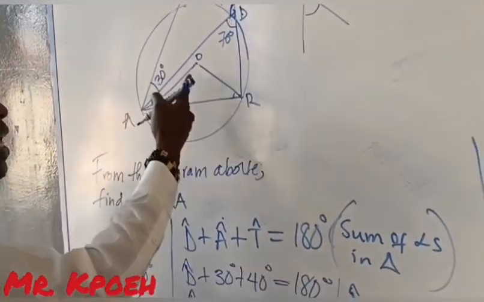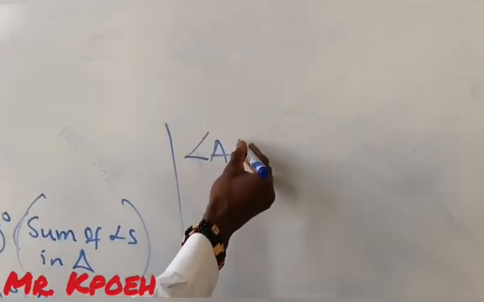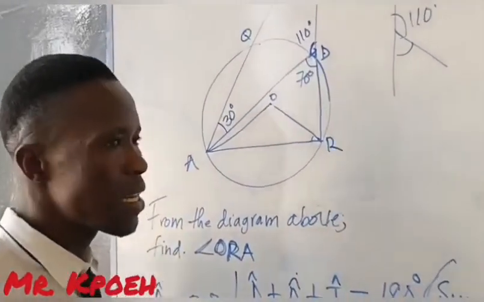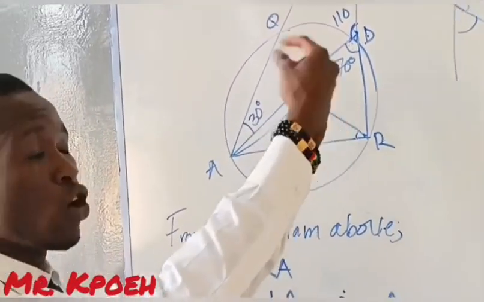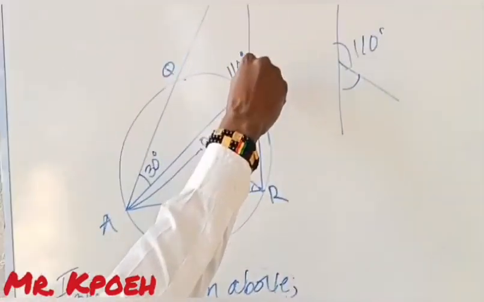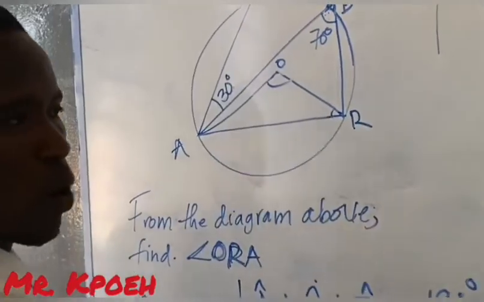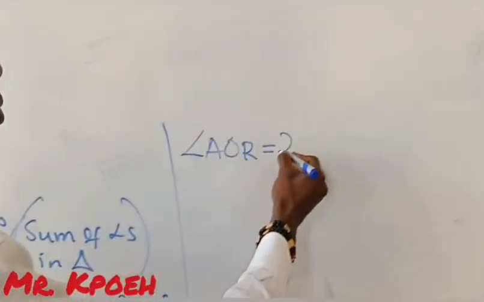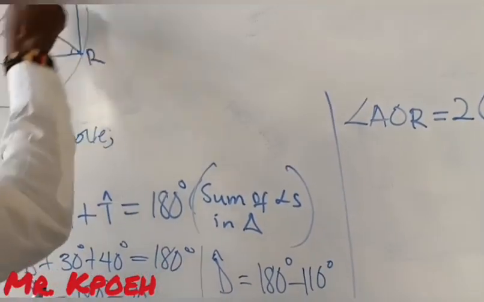Angle AO arrow is the angle at the center of the circle. So let's find the angle AO arrow. If you've been following this channel, I said we normally use the rule that says the angle at the circumference is 2 times the angle in the middle. So this angle here is what we call AOR. To find this one, I will say 2 times angle D. Angle D in this case is angle AD arrow.